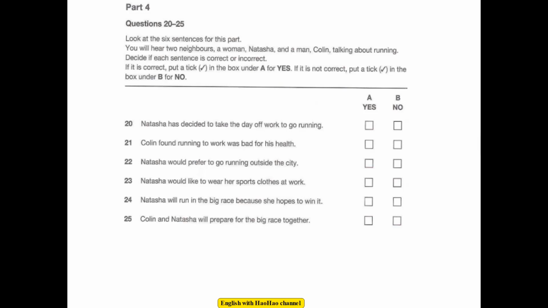That is the end of part 4. You now have 6 minutes to check and copy your answers onto the answer sheet.